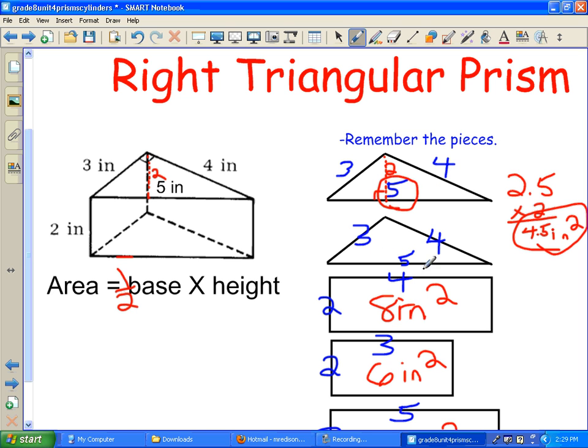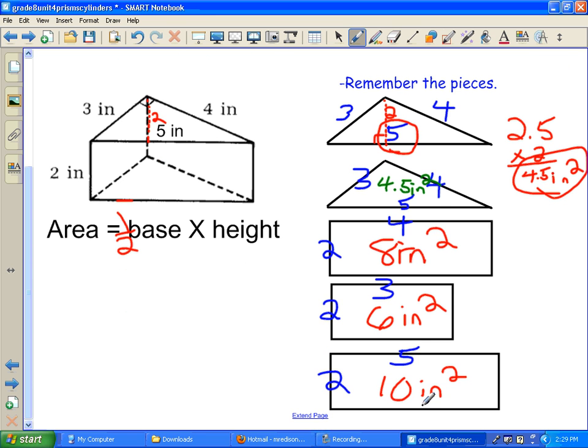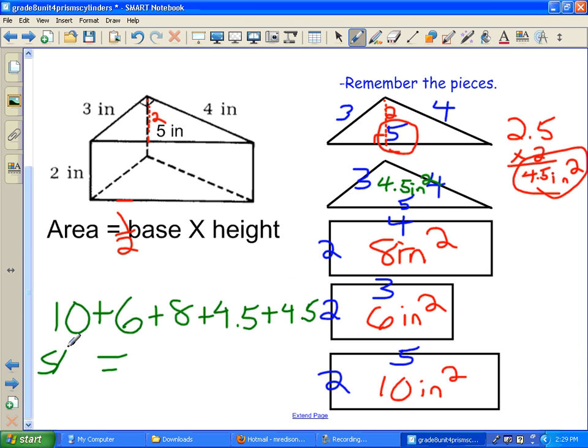Do we have to do it for this one? The answer is no. We already know that they're identical triangles, so they're both going to be 4.5 inches squared. The only thing we got left to do now is add up all the individual sides that we came up with. So it'll be 10 plus 6 plus 8 plus 4.5 plus 4.5. And that will give us our total surface area in centimeters squared.